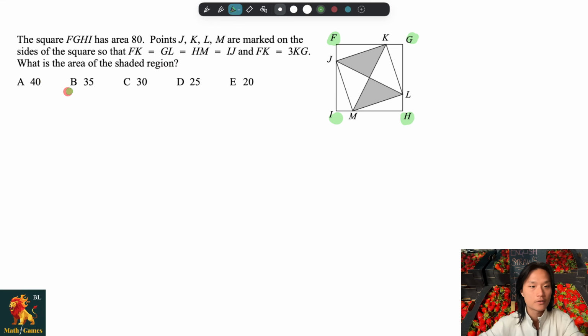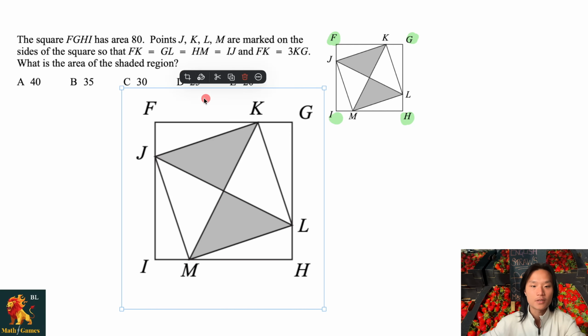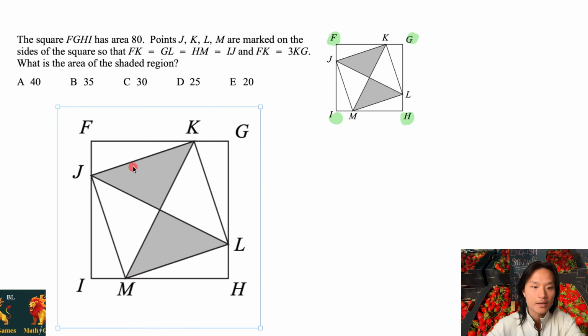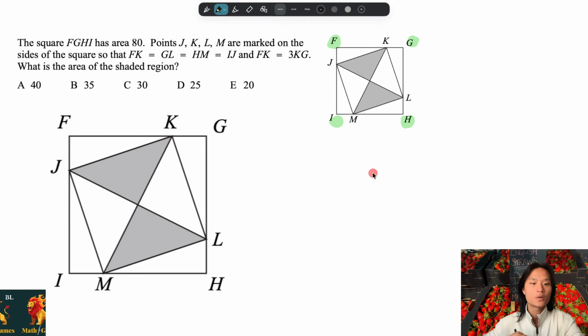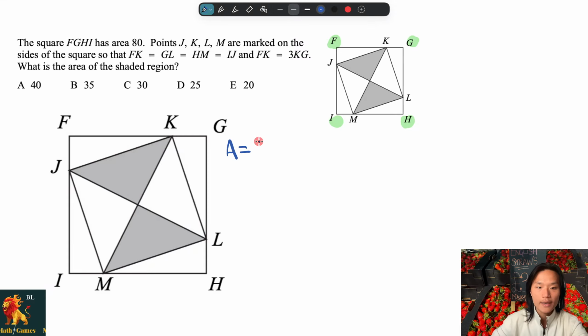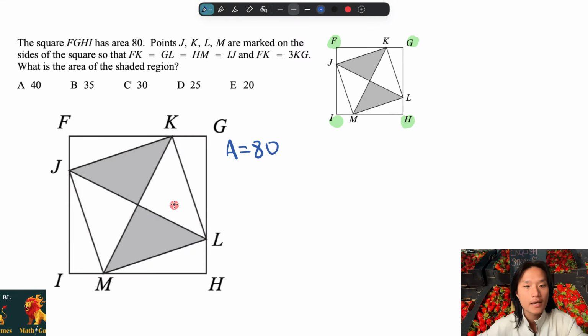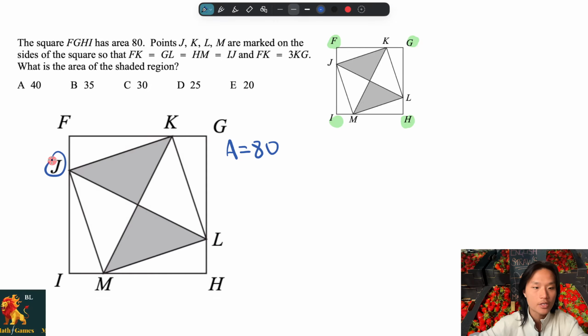So we have a couple of choices here from 40 to 20. Let's think about this problem. I'm going to use this bigger diagram here. We are given that the area of the whole square is 80, and we have the points J, K, L, M.